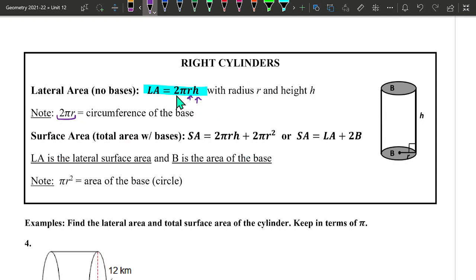And then total surface area works the same way. For the total surface area, it's 2 pi r h plus 2 pi r squared. So it's the lateral area plus 2 times the area of the base. Since the base is always a circle, the formula for the area of the base is always pi r squared. So again, if you know what r is and you know what h is, you can just plug in another r right there and square it. And that will give you the total surface area.